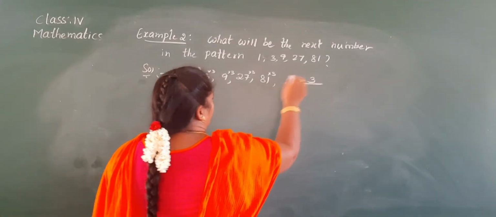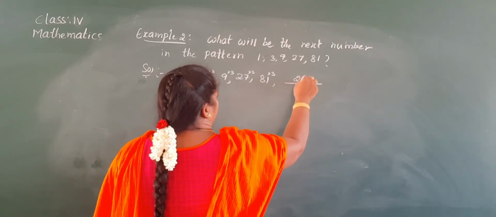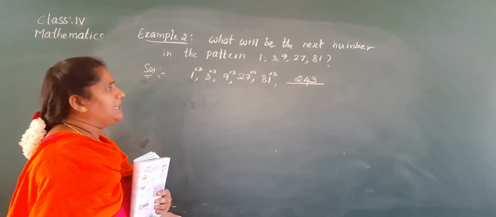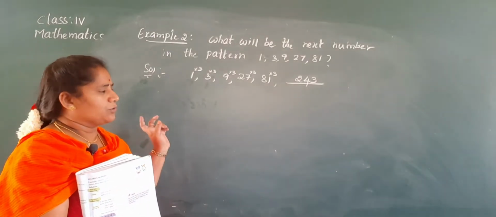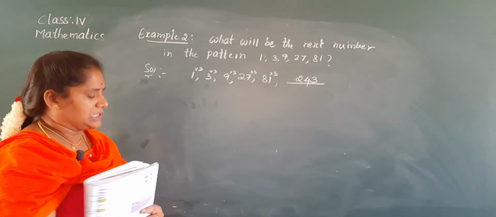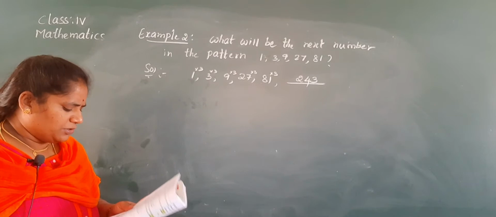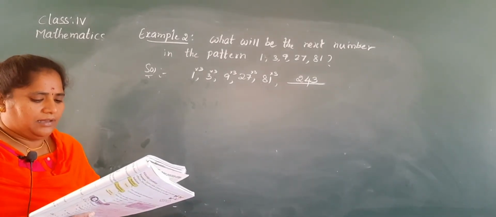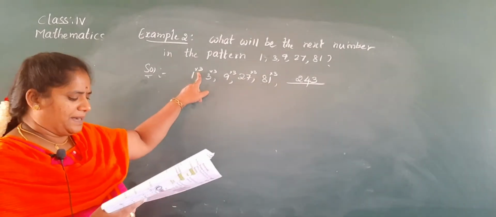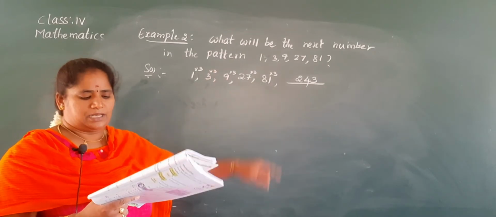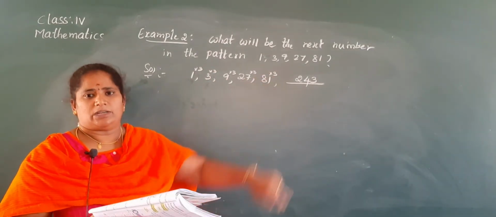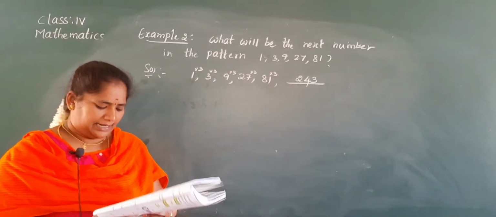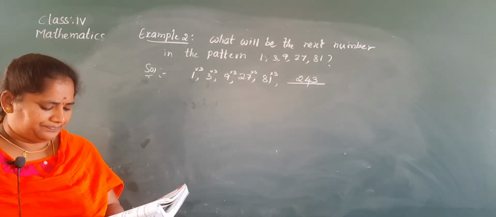3 1s are 3, 3 8s are 24. So 243 will be the next number. You need not write that step again, Nana. Here each number is being multiplied by 3 to get the next number. So the next number will be 81 into 3 equal to 243. Okay?